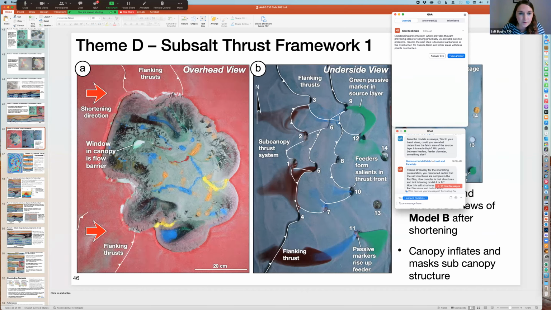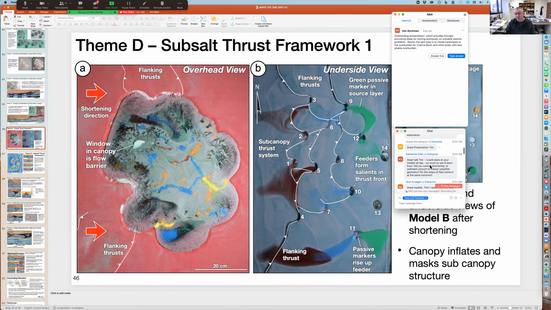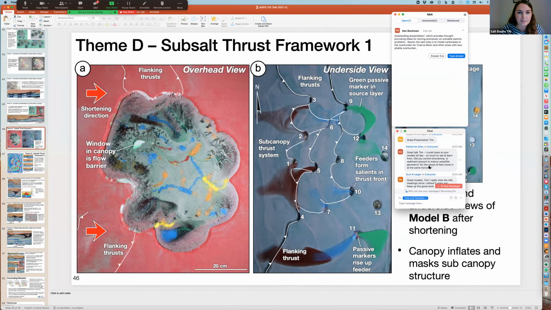Yeah. Okay, the next question. Oh no, that was by Mohammed Abdel Fattah about the Red Sea. So we read that one. Okay. Gopal Amruthapuri said, great presentation, Tim. Catherine Giles is asking, great talk, Tim. I could stare at your models all day. A lot of love for the models. Did you control shortening or sediment amount to induce ramp flat geometry? And do the ramps and flats come in at the same horizons?